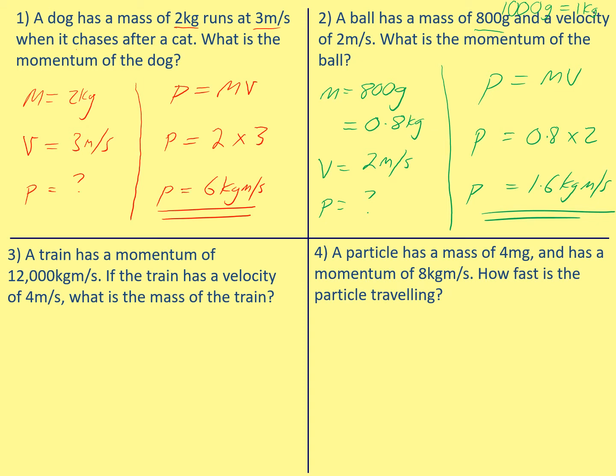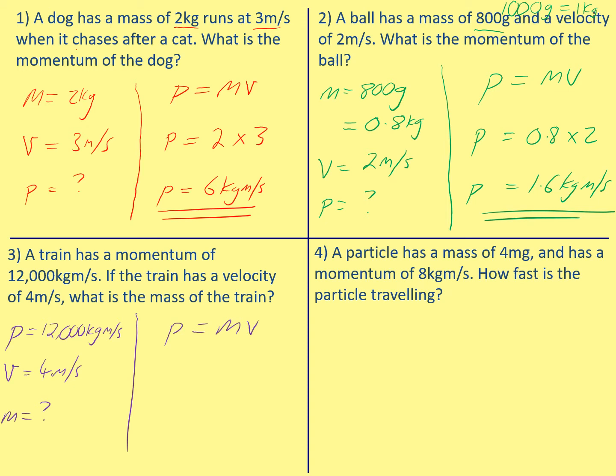Question 3. A train has a momentum of 12,000. So I'm going to write over here, momentum is 12,000 kilograms meters per second. It has a velocity of 4. Velocity is 4 meters per second. What is the mass of the train? Mass of the train. Don't know. Draw a line. It's the same every time, and the equation is the same every time. P equals mv.